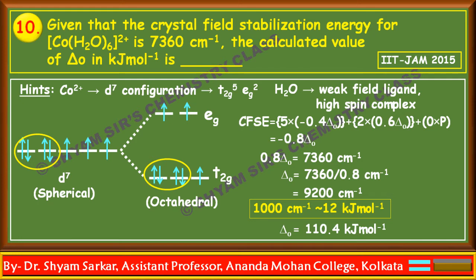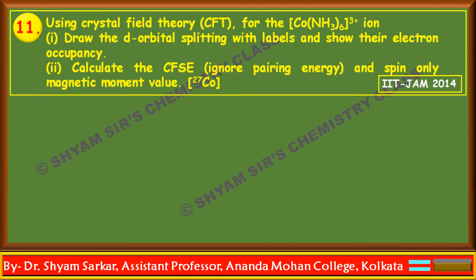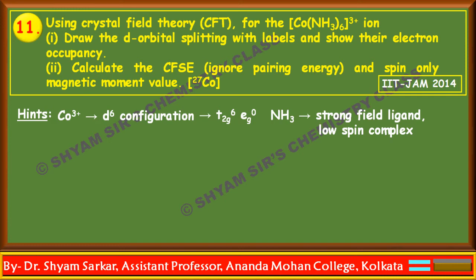Okay. See next question, using crystal field theory for the Co(NH3)6 3 plus ion. Number 1, draw the d orbital splitting with levels and show their electronic occupancy. And number 2, calculate the CFSE, ignoring pairing energy, and the spin-only magnetic moment value, and the atomic number of cobalt is given as 27. Okay, so for this complex we know that cobalt is in the +3 oxidation state, so d6 electronic configuration, that means t2g6 eg0. Since ammonia is there, it will be a low spin complex, because ammonia is a strong field ligand in case of cobalt 3.